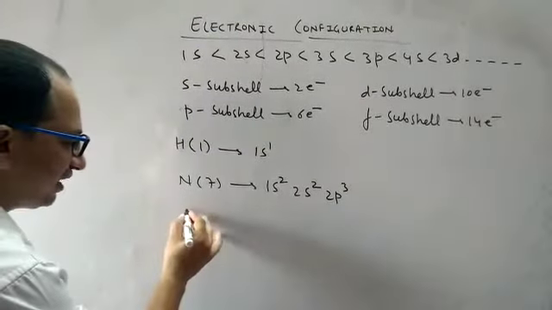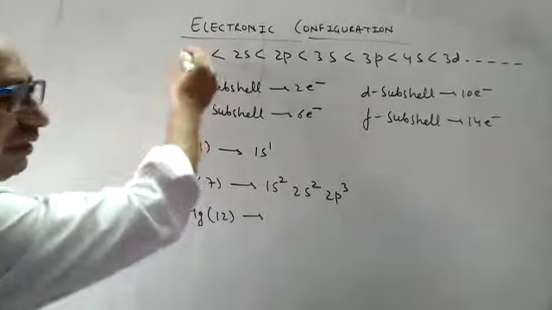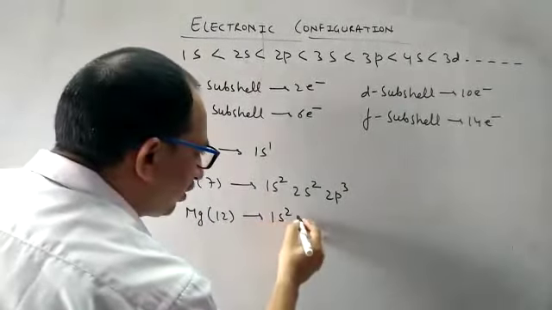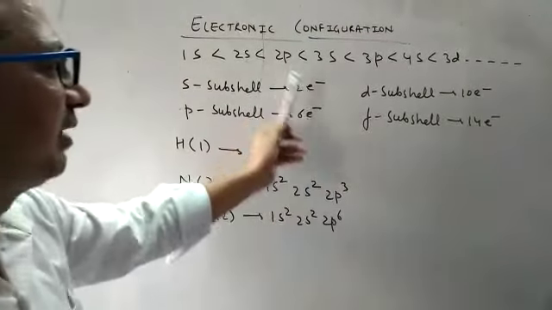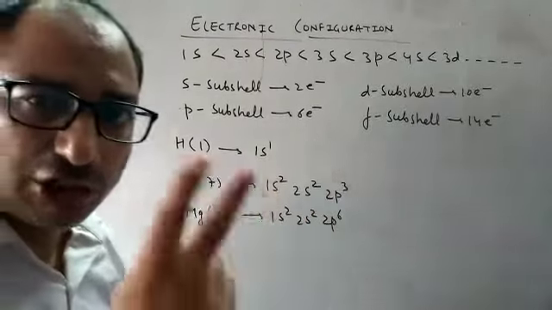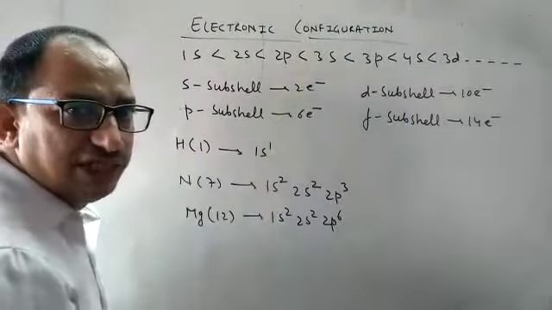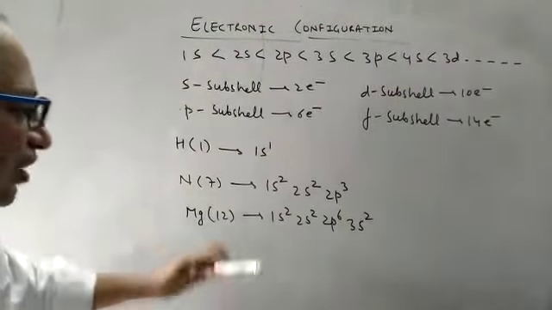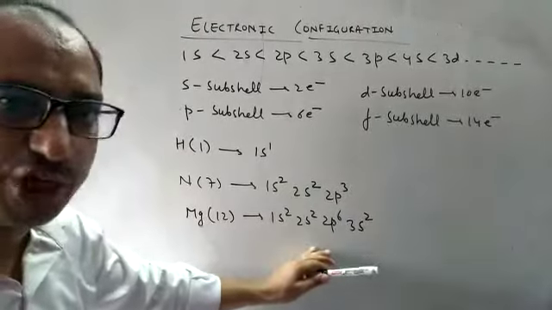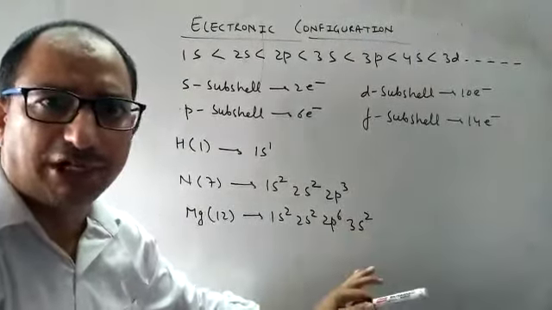In the same way, if I say magnesium, atomic number 12, start again with the minimum energy: 1s2, 2s2, 2p6. We have the maximum capacity of 6 electrons in 2p. Still 2 electrons are remaining. So the higher energy after 2p is 3s, so 3s2. So the electronic configuration becomes 1s2, 2s2, 2p6 and 3s2. Okay? So simple it is.